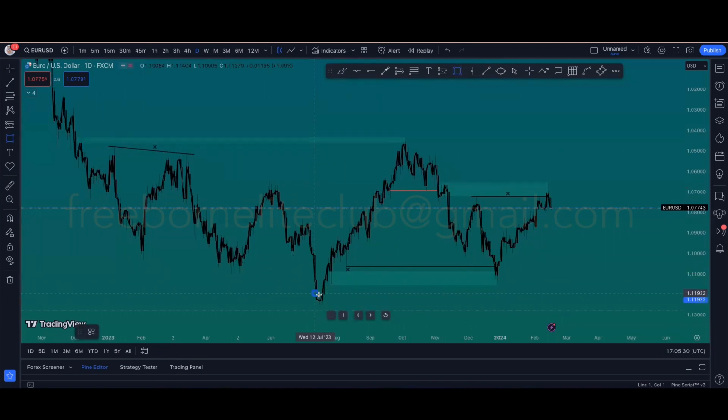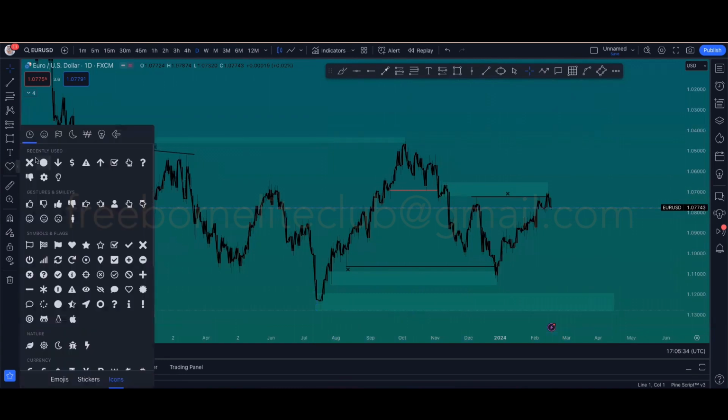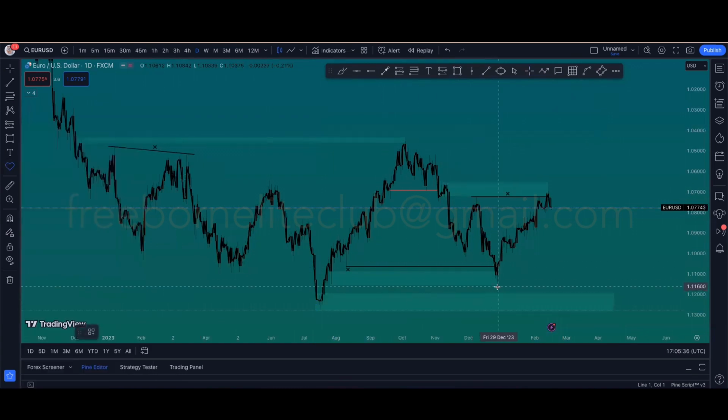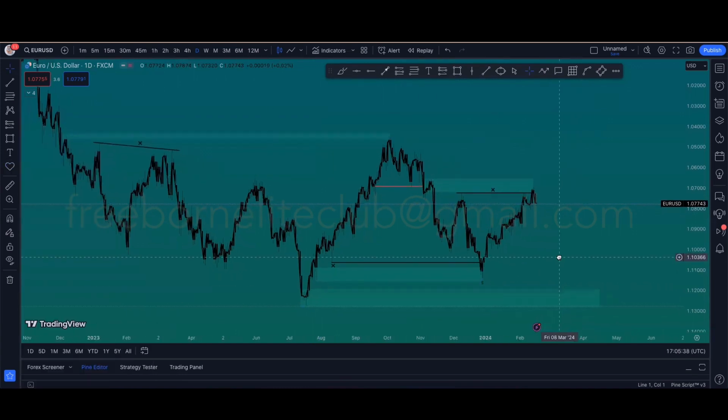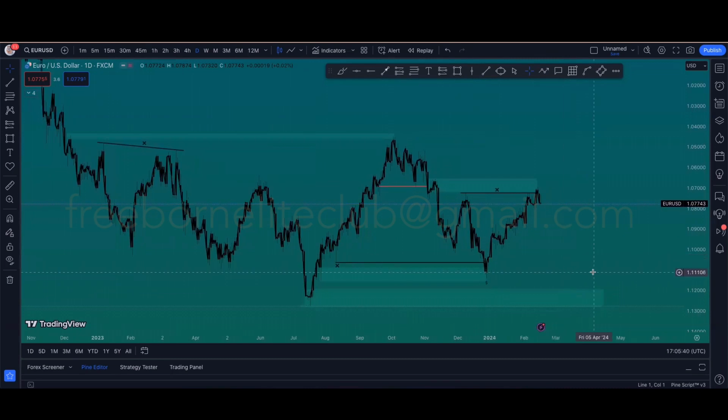Look at this extreme accumulation here. This one. So meaning that what? Meaning that this is liquidity. What can you see? Look at these lows.